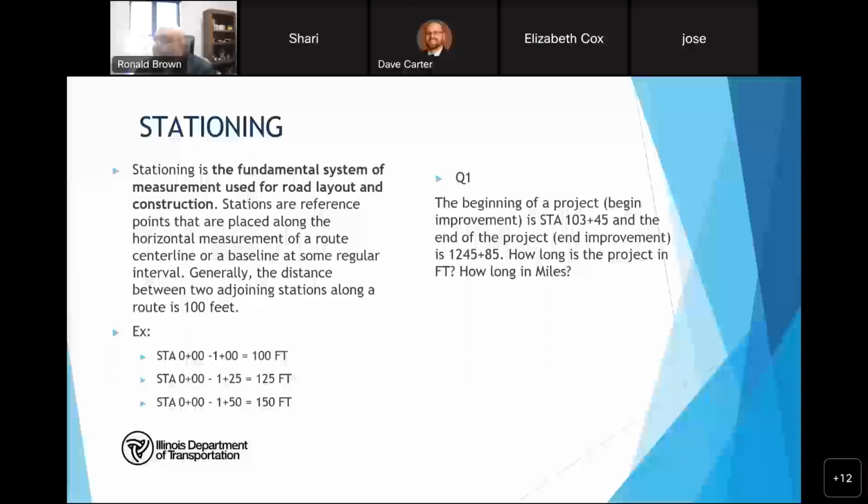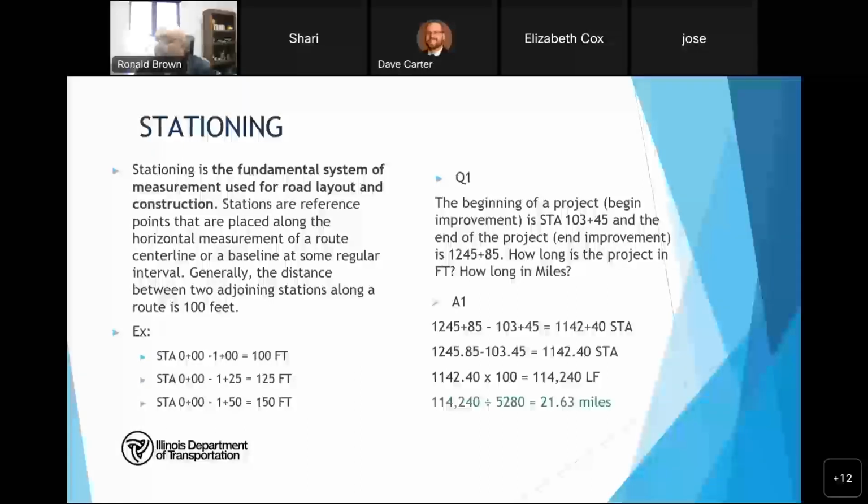So if you have the beginning of a project at station 103+45, and the end of the project is 1,245+85. How long is this project in linear feet, and how long is it in miles? The 1,245+85 minus 103+45 equals 1,142+40 stations.